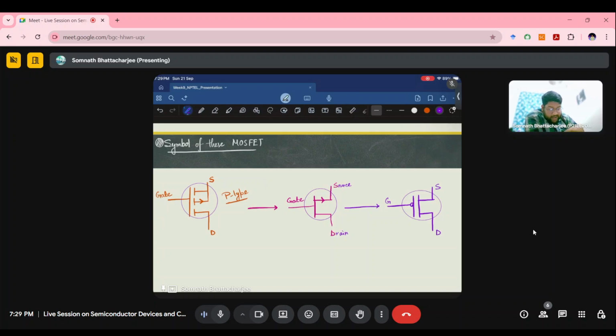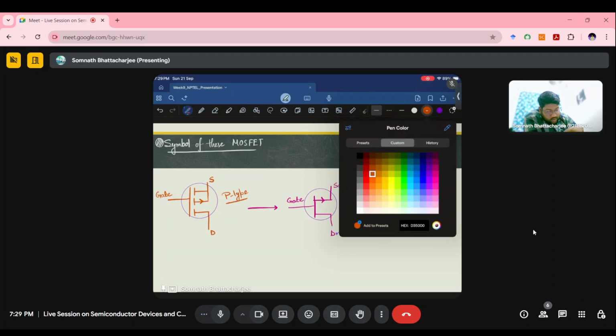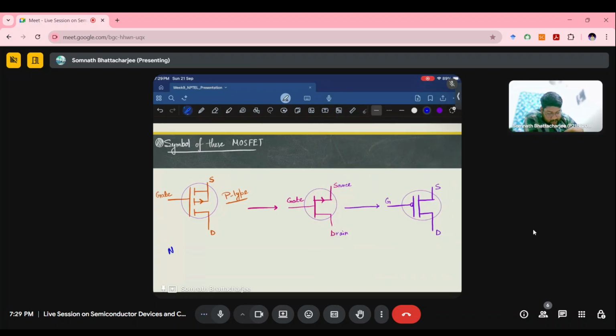So it will look something like this. And similarly for the n-type cases, the easiest way to remember is that we'll just interchange the source terminal with the D terminal, that is the drain terminal. So we'll just change the nomenclature, and also we need to change the direction of the flow. So we'll also change the direction of the flow along with this.